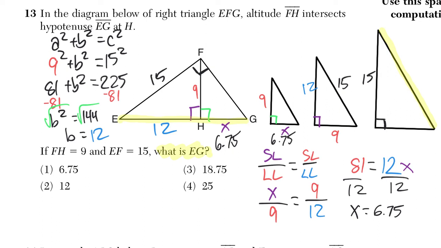That's amazing, but that's not our objective. Our objective is this entire yellow length. So 12 plus 6.75 is what? Well, 12 plus 6, of course, is 18. 12 plus 6.75 is 18.75. That makes sense. The correct answer is option number 3.